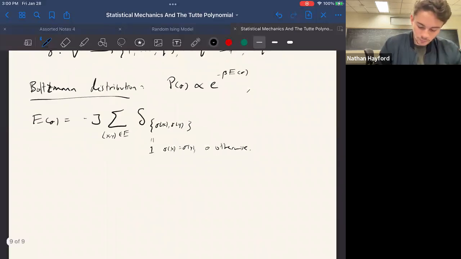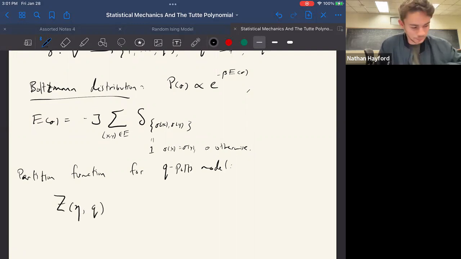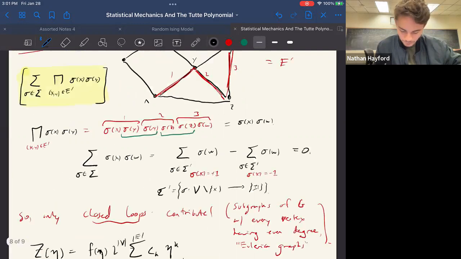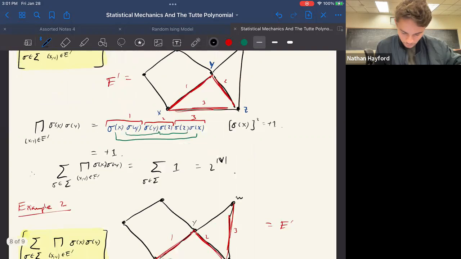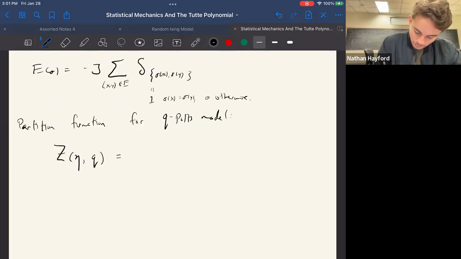And I can again write the partition function. So the partition function for the Q-Potts model actually has a very simple form. It depends on eta and it depends on Q. So eta again is exactly what I defined before. Eta is this cosh of beta J. And it's up to another factor, just like I had before, like 2 to the V, e to the something that depends only on eta and is independent of the graph chosen.